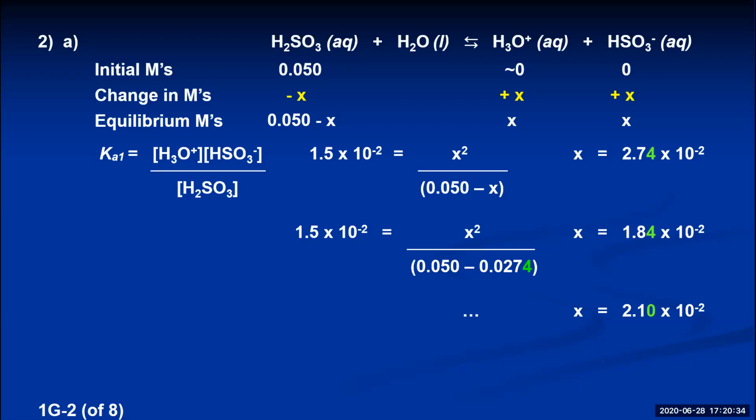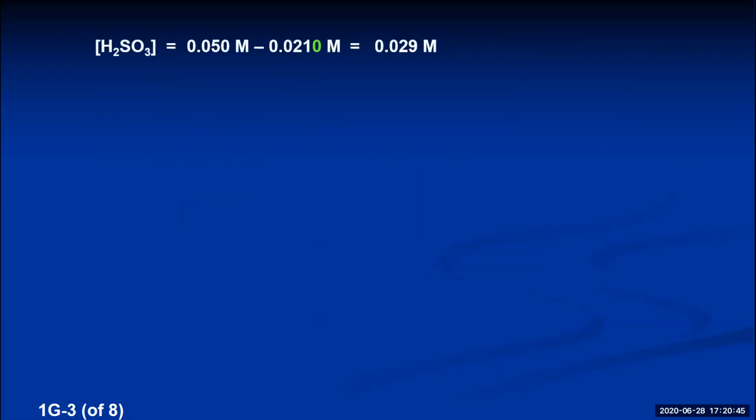So after the first ionization, we've now determined X. What are going to be the molarities of the species present? Look at the equilibrium line in the ice table. These will be the three equilibrium molarities. The sulfurous acid will be 0.050 minus 0.021, so its molarity is 0.029. The hydroniums and the bisulfites both equaled X. They're going to be 0.021. That's the first ionization.